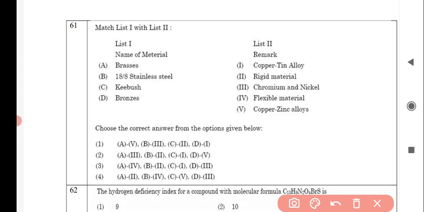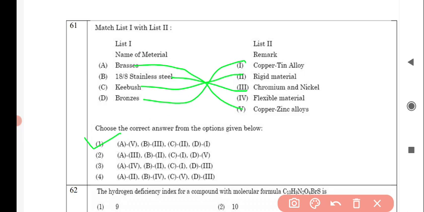So the first question is match list 1 with list 2. And list 1 contains name of the material and list 2 contains remark. So for the first material, that is brasses, it correctly matches with option number 5, that is copper zinc alloys. For 18x8 stainless steel, it correctly matches with option number 3, that is chromium and nickel. For kibosh, it correctly matches with option number 2, that is rigid material. And for bronzes, it correctly matches with option number 1, that is copper tin alloy. So option number 1 is correct for this question.